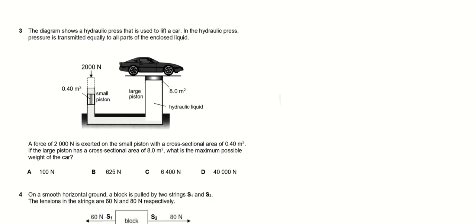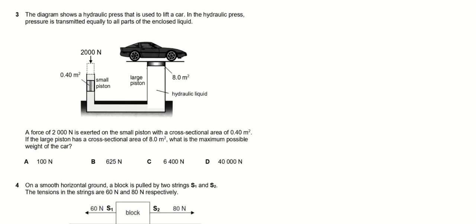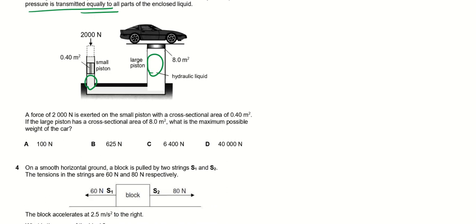Now question 3, it shows a hydraulic press. What is it? Doesn't matter. Let's read on. It is used to lift a car. In the hydraulic press, pressure is transmitted equally to all parts of the enclosed liquid. That means whatever pressure over here will be equal to the pressure over here. This is how the hydraulic press works.